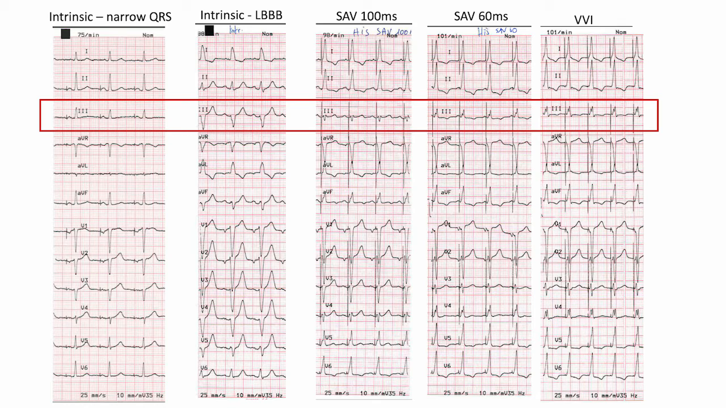And what we want is to have something which resembles the intrinsic QRS during narrow QRS, because that's where it's not painful. And the way to obtain that was with non-selective capture, but with a much shorter AV interval of 60 milliseconds. And just by shortening the sensed AV interval to 60 milliseconds, the patient was completely asymptomatic again.